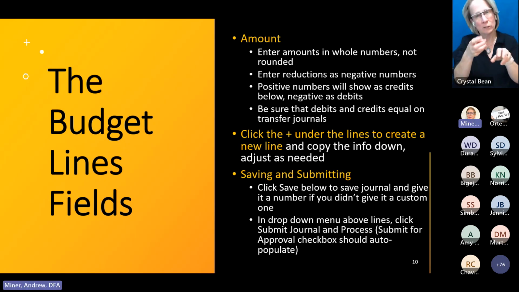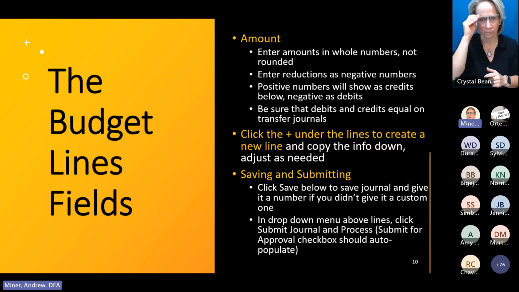Of course, a lot of journals will have multiple lines. So if you're doing that, you want to click on the plus. That will create a new line and it will copy all of the info to the next line. So then you'll probably need to go in and adjust as needed. A lot of the fields might be the same, so you don't have to change them, but you'll probably have to change the account or the amount, obviously, so make those adjustments.